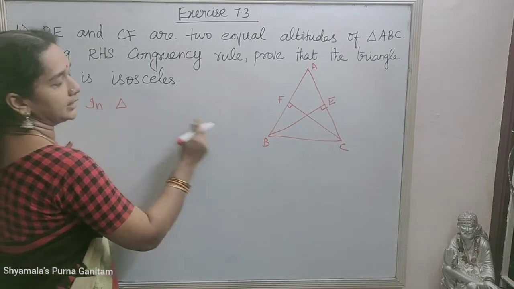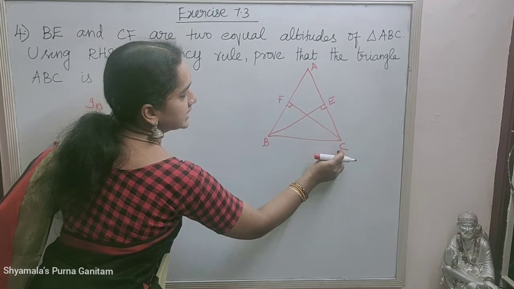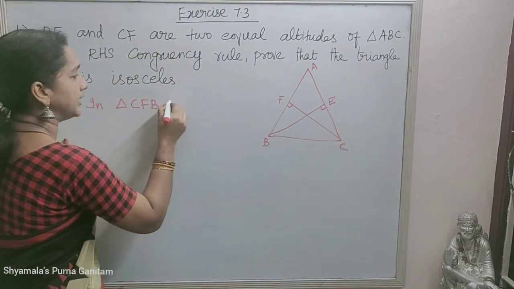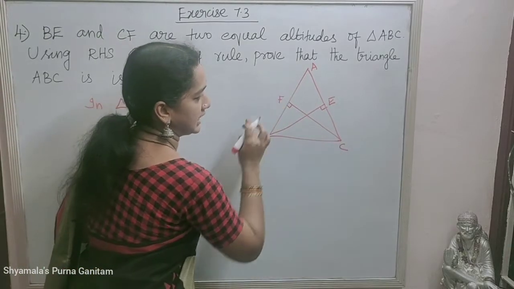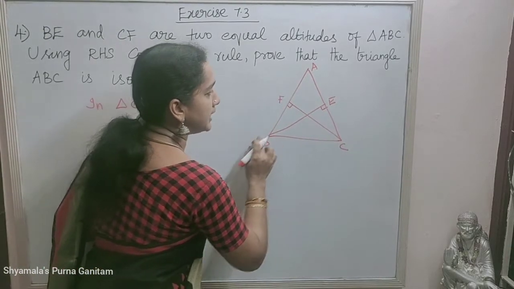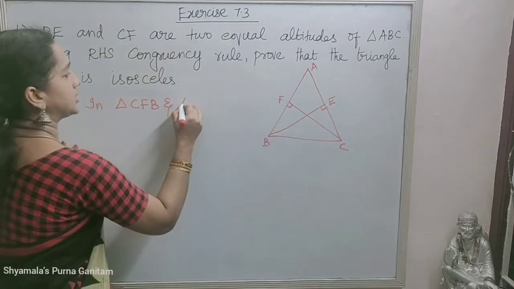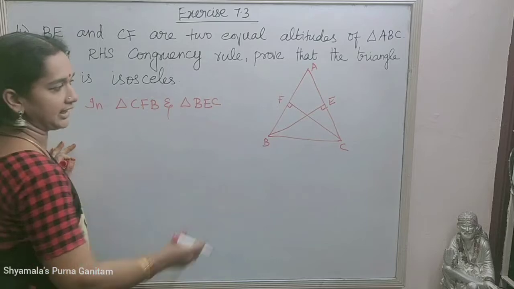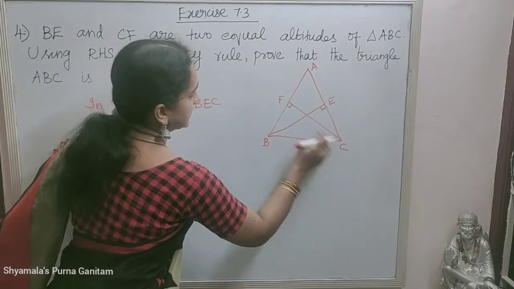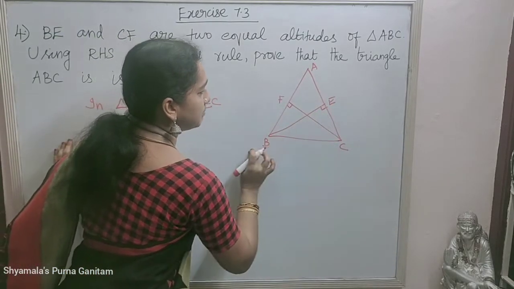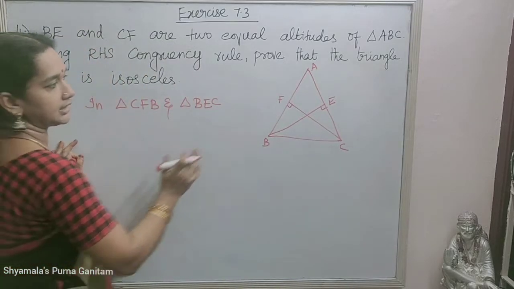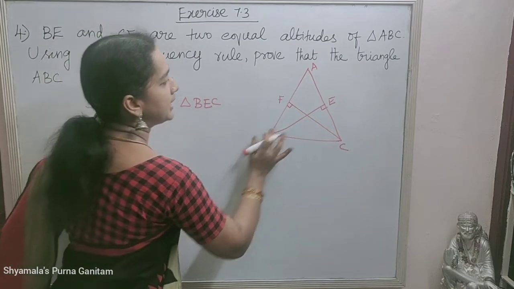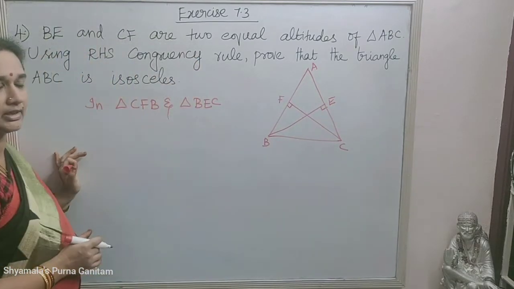So in triangle, we will take this triangle, that is CFB. In triangle CFB and triangle BEC, these two triangles we will take. That is the smaller part of the triangle. CFB and BEC. These two triangles we will take.